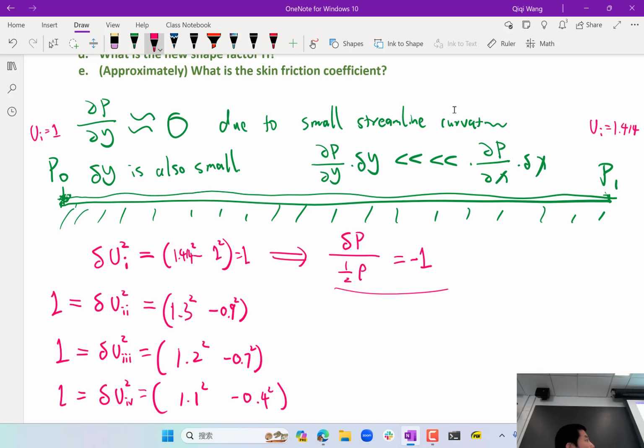Any questions on why we can compute the velocity at the downstream locations in this way? It's a combination of the zero streamline curvature argument, which means the velocity is independent of y at the two locations. The pressure is independent of y at the two locations. That means we can use Bernoulli's to relate the pressure difference with the velocity difference at the outermost layer.